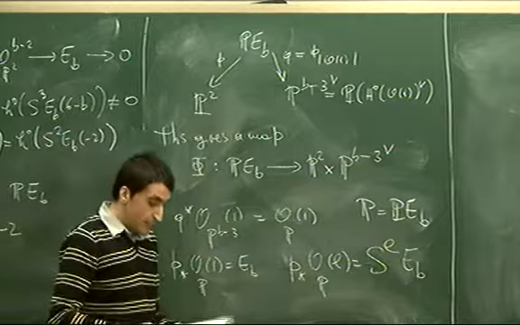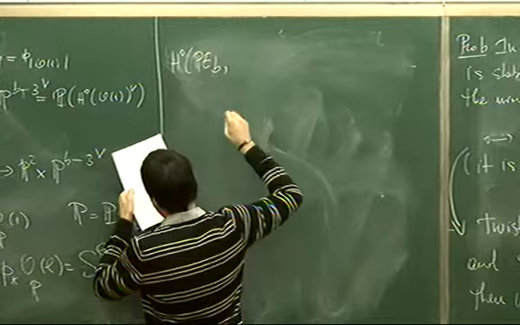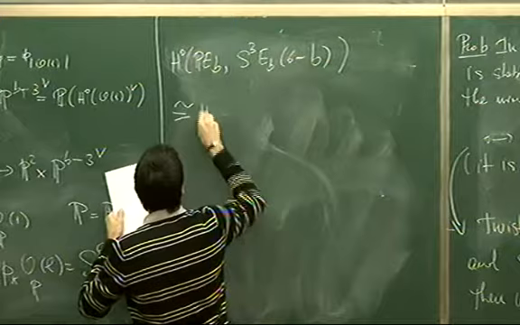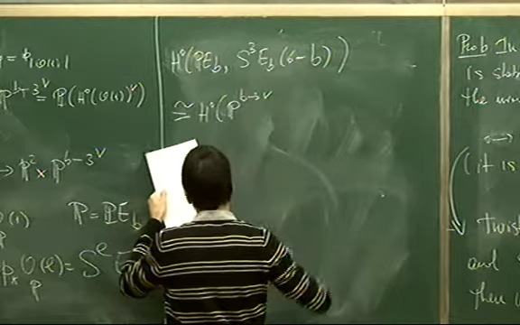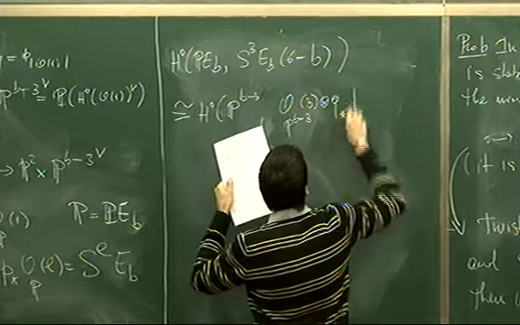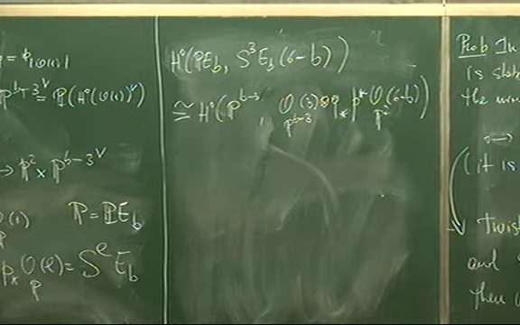And so we can see that this space H0 of P of B and S3 a B of 6 minus B, this is just isomorphic to H0 of P B minus 3, it is dual in any time, 3 times Q over star, P upper star of OP2, 6 minus B. This is just projection formula. So we must study this object.